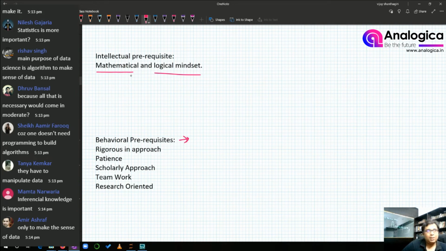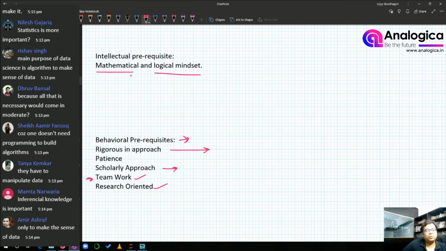Behavioral prerequisites. Behavioral means it's about you, the person, what kind of person you are. Data science is a research-oriented field, right? And it's teamwork. It's not a single person. Nobody sits alone. Yes, they do, but only for a very small data set. But it is really a cutting-edge thing. When you're building something which can be scaled and made into a product and sold somewhere, it's got to be teamwork. Teamwork is common everywhere, and it is common here too, and more here.